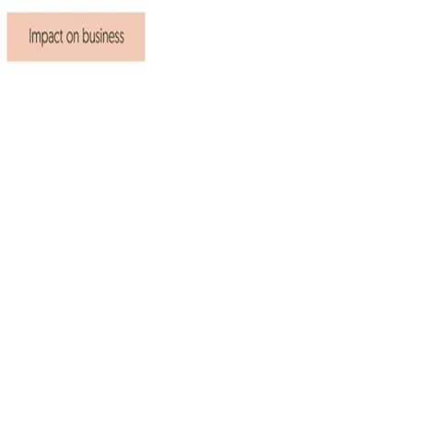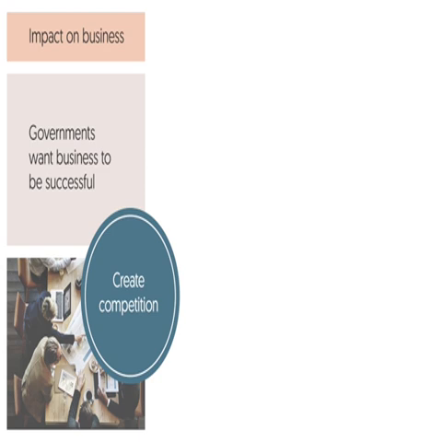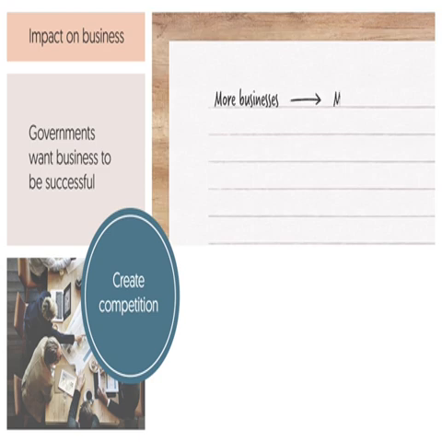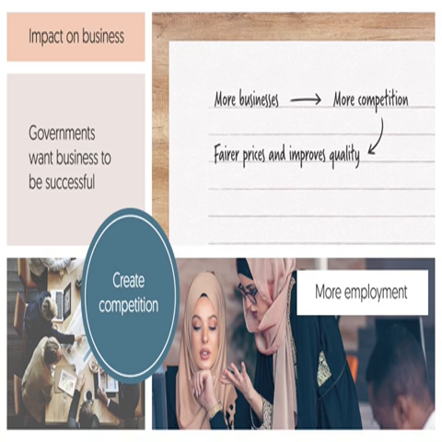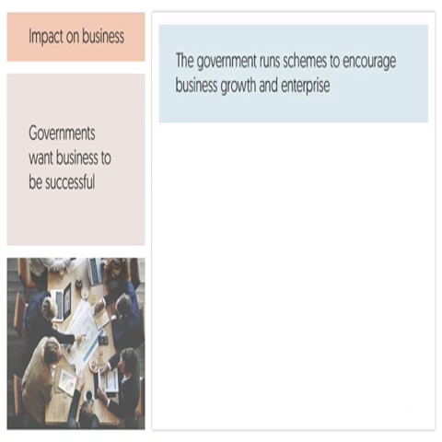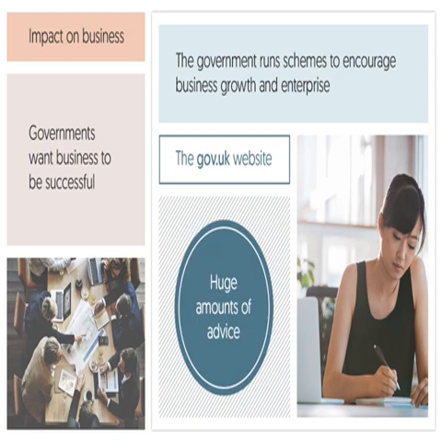It's also important to understand a government's impact on business. Governments want business to be successful and create competition. The more businesses there are, the more competition, and competition leads to fair prices and improves quality. As well as this, the more businesses there are, the more employment there is. All of these things help the country. So the government runs schemes to try and encourage business growth and enterprise. For example, if you go on the gov.uk website, you'll find huge amounts of advice that covers setting up a business all the way through to running it.